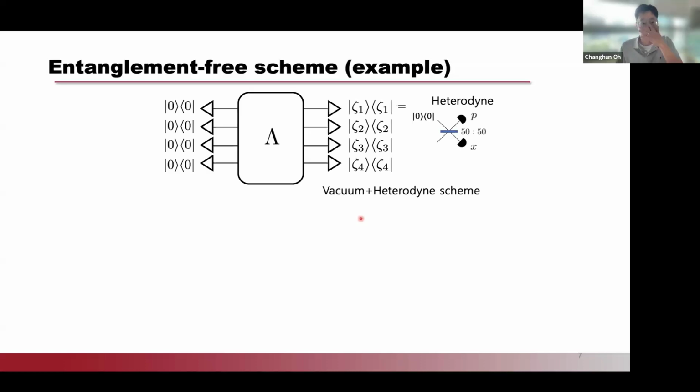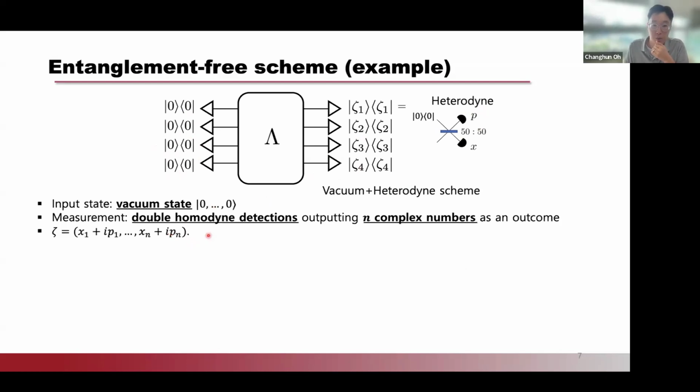So let me first give you some particular examples to make it easier to understand. The first example is about an entanglement-free scheme, where you can't use any entanglement between your system and the ancillary modes. The example is to use the vacuum state as an input, and then the vacuum state goes through the channel, and then you measure using so-called heterodyne detection, or sometimes it's called double homodyne detection. So as I said, the input is vacuum and the measurement is double homodyne detection.